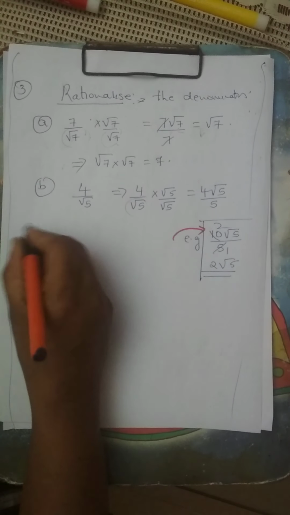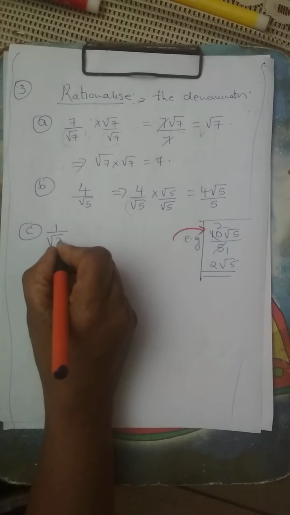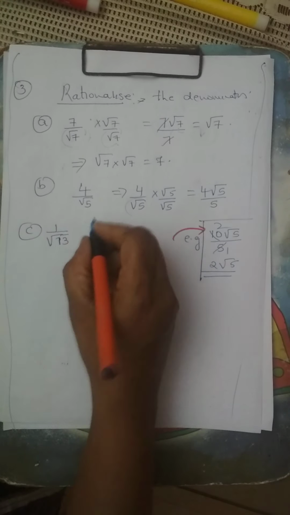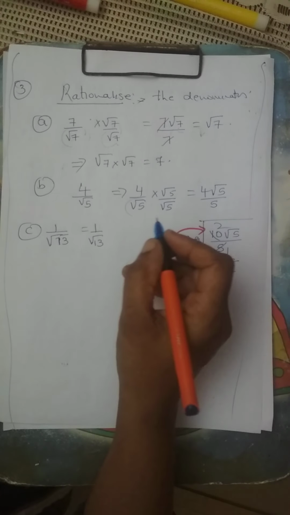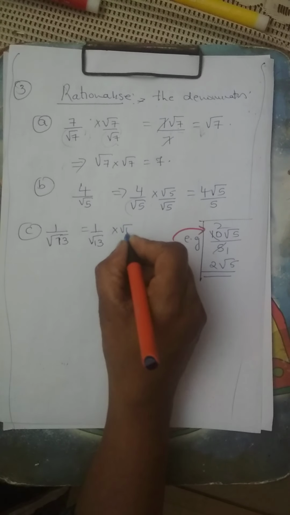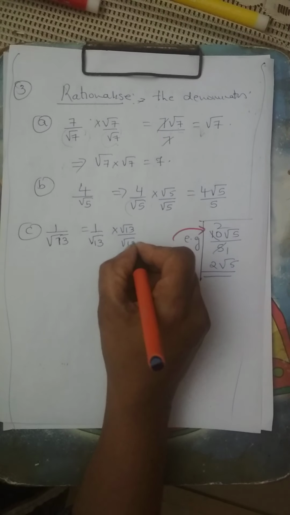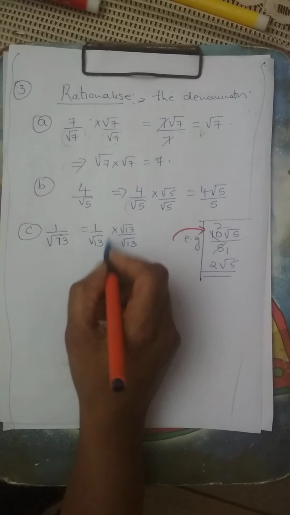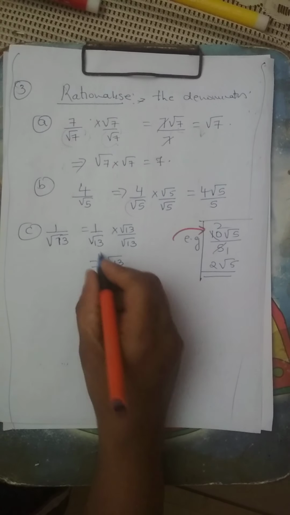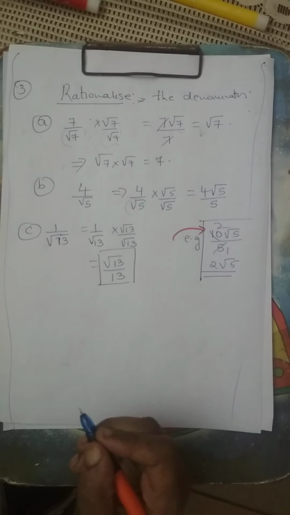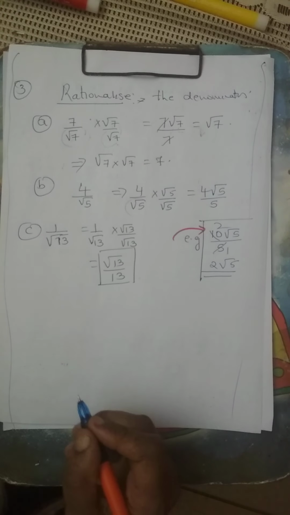Then we go to the C question, that is 1 upon root 13. What is 1 upon root 13? So you take root 13 upon root 13, so you are doing only the denominator. It is root 13 upon 13. It remains the same. Okay. So we finish with the third question. Now we go to the fourth question.